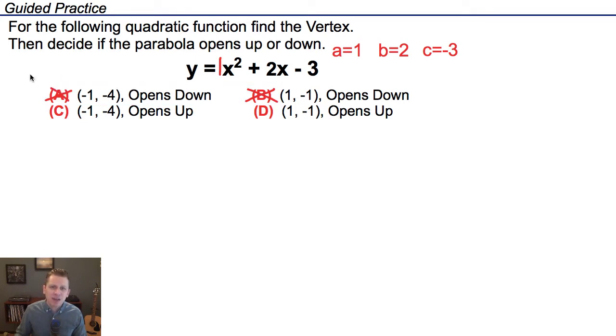Next step is I want to find the vertex. In order to find the vertex, I first need to find the axis of symmetry, which has this formula here.